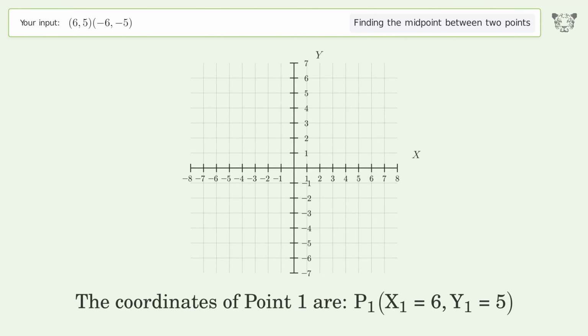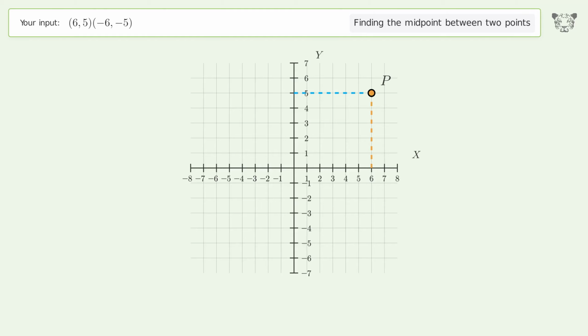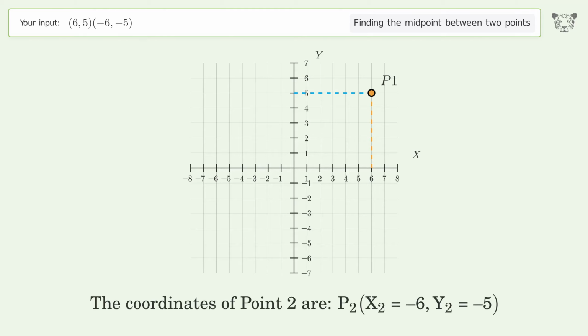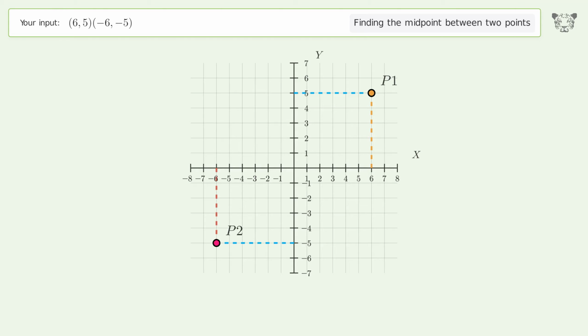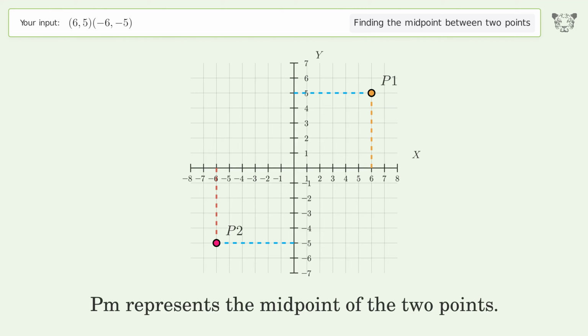The coordinates of point 1 are x1 equals 6, y1 equals 5. The coordinates of point 2 are x2 equals -6, y2 equals -5. PM represents the midpoint of the 2 points.